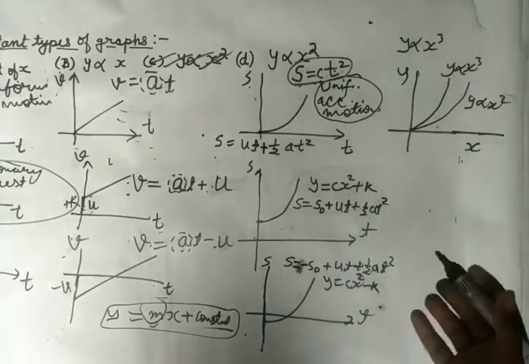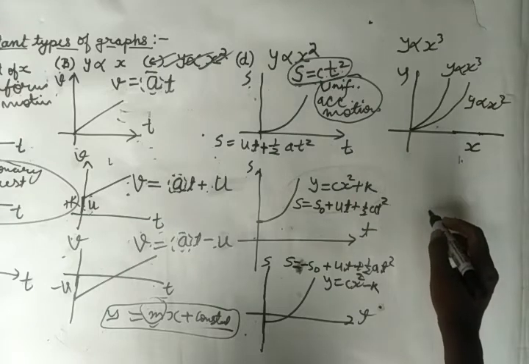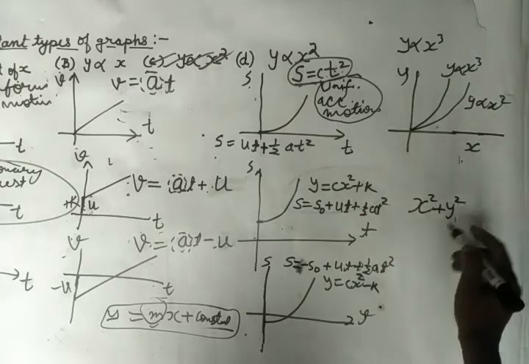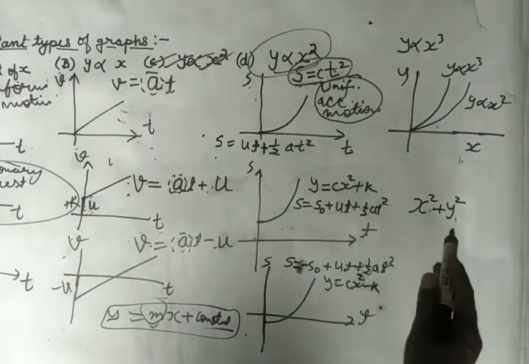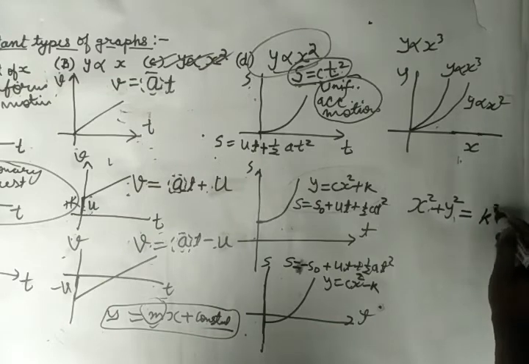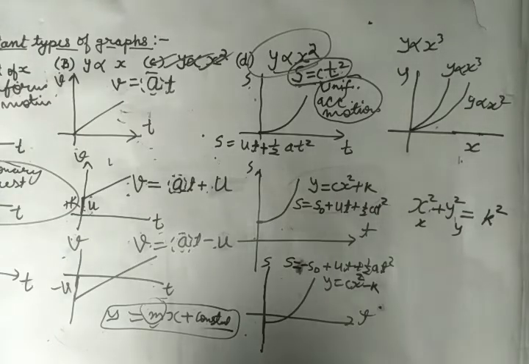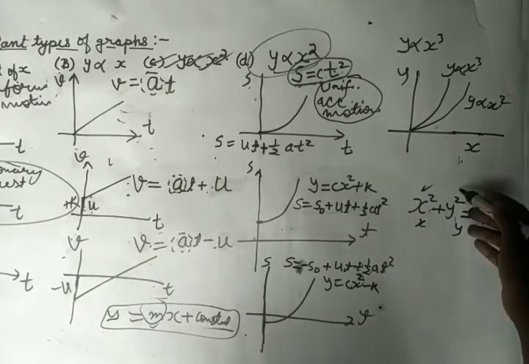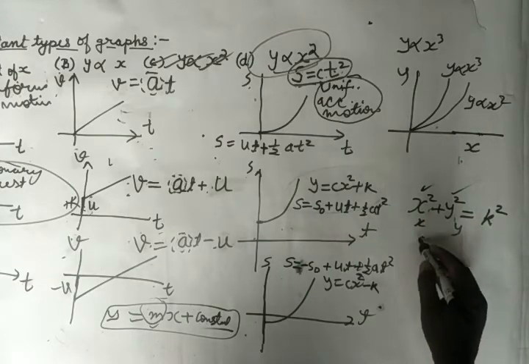But before that, an important thing I also want to tell you: if you find an equation in this form, x square plus y square, both variable, it was parabolic, but here if you find x square plus y square equal to some constant square, there can be some x term, there can be some y term also in addition. But if the maximum power of x is x square, the maximum power of y is y square, and there is some other term, then this represents a circle.